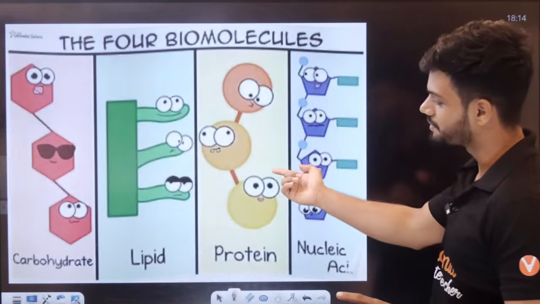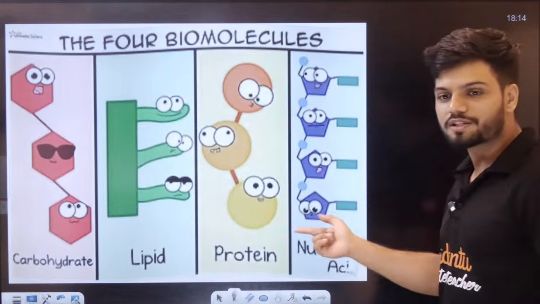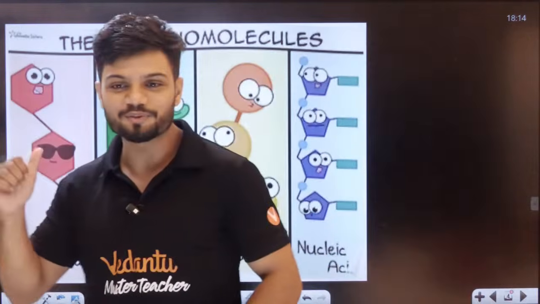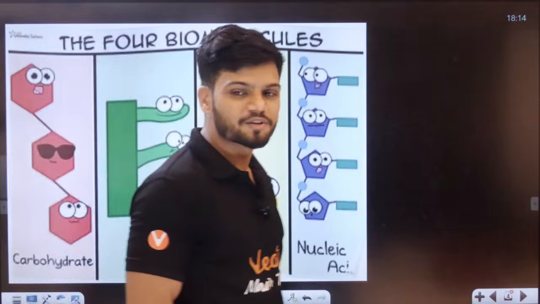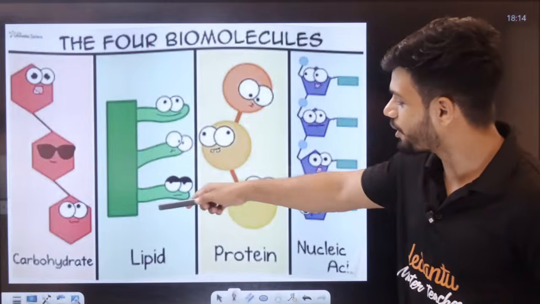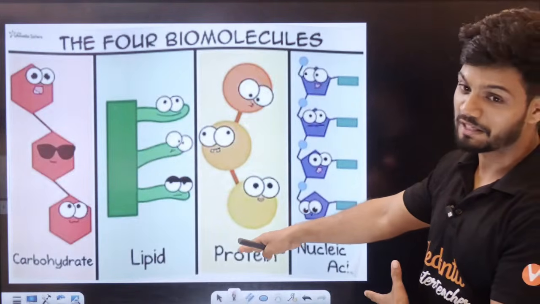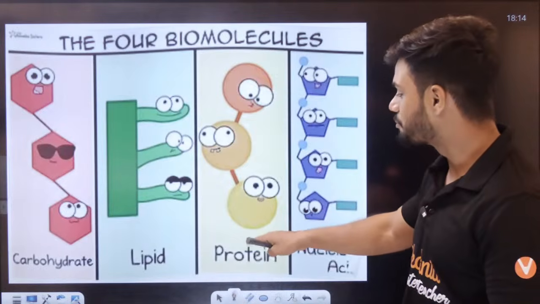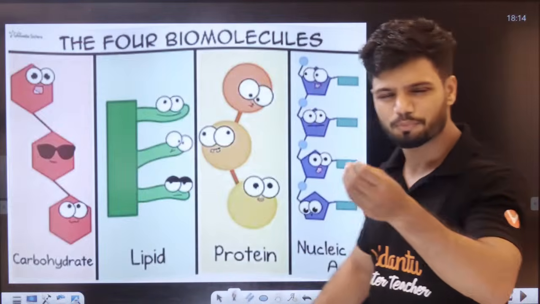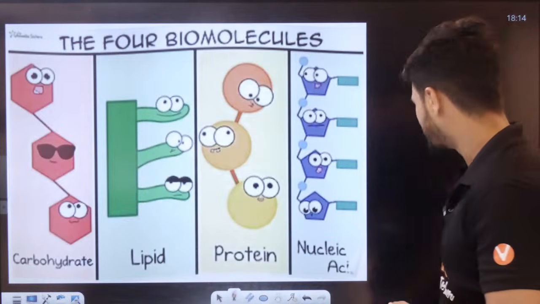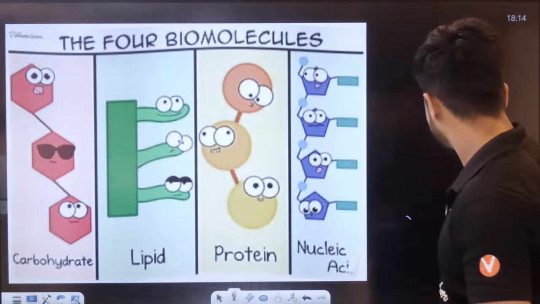And here is one more. We have carbohydrates, lipids, proteins, nucleic acid. Students, which one is your favorite? My favorite is protein, because protein is the building block. So I love protein. If you like cheese, we can go for lipid also. But yes, my favorite is protein. It also looks very goofy, no?